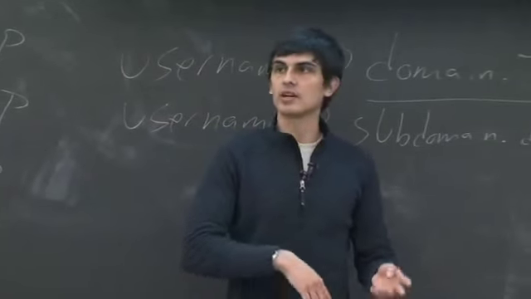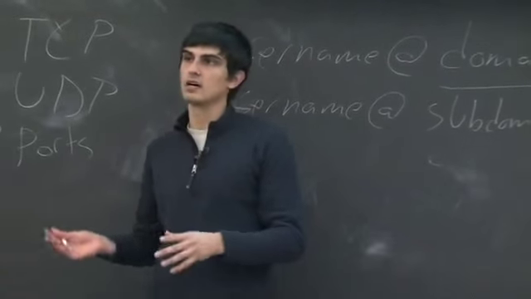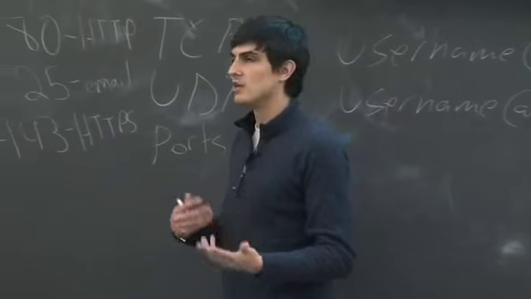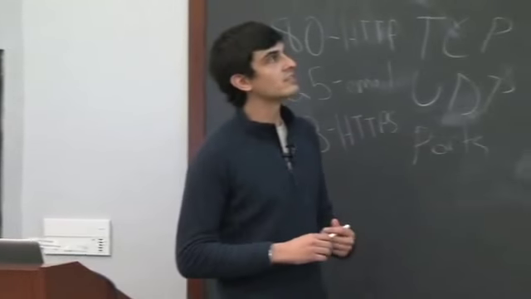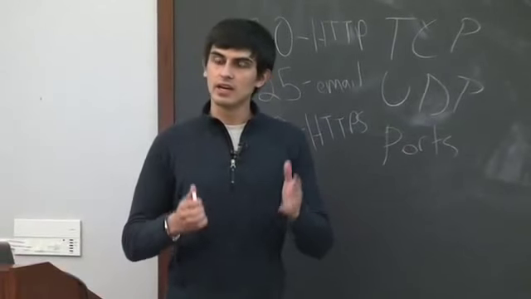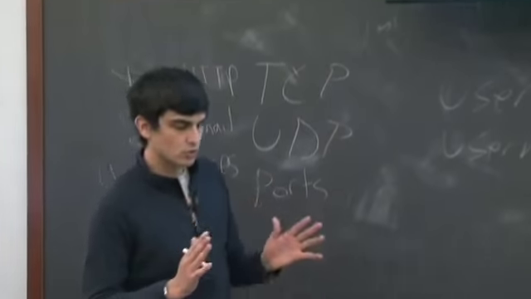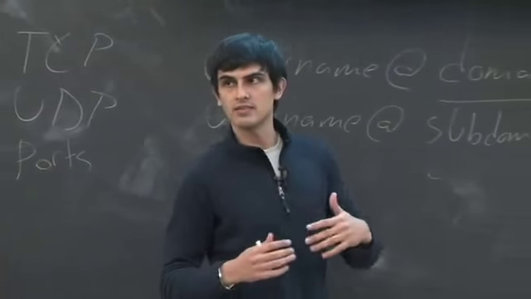So www could have a different IP address from cnn.com, could have a different IP address from some other subdomain that they might have, like news.cnn.com or something else like that. So they are considered to be unique entities. Every individual subdomain, every individual domain is a unique entity from the other.